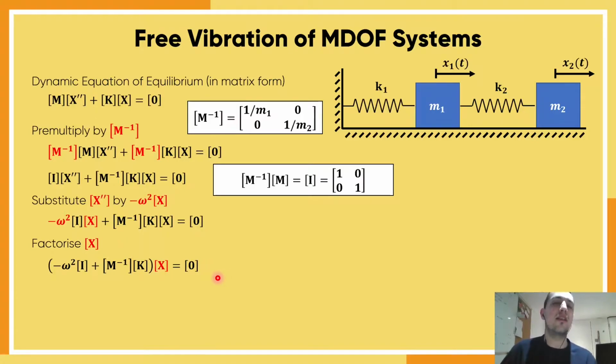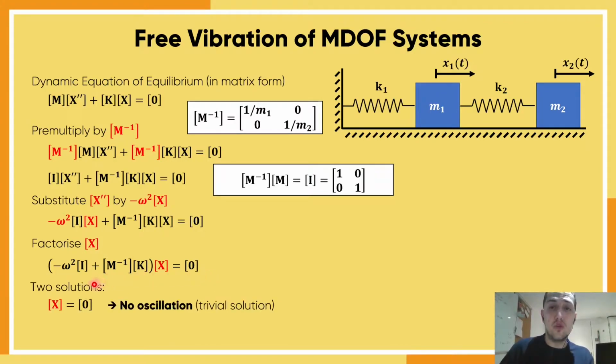And this is where things get interesting. If we have two numbers multiplying each other and the multiplication has to be equal to 0, then that means we have two solutions. The first solution is that x could be 0. But x being 0 is quite a boring solution. It just means that x1 is 0 and x2 is 0.